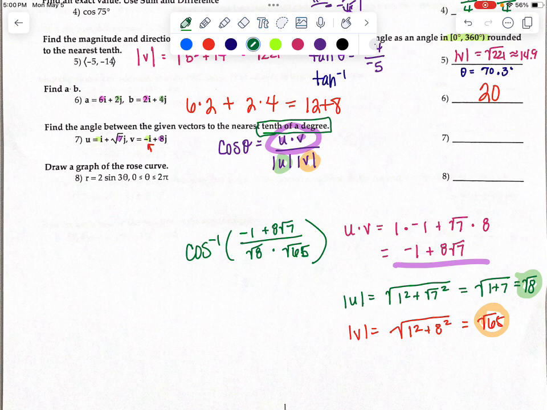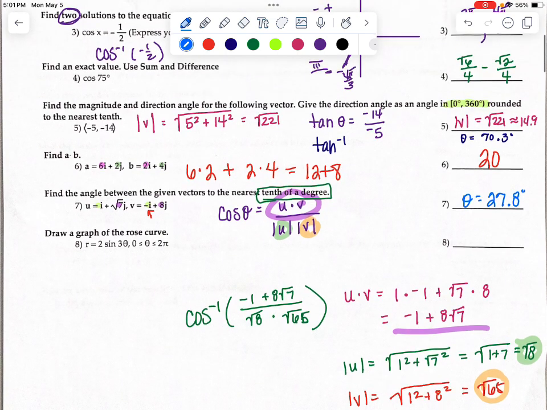So inverse cosine. We're doing negative 1 plus 8 times the square root of 7. And then my denominator, I'm going to do the square root of 8 times the square root of 65. And I get a very lovely, we're rounding to the nearest tenth, 27.8 degrees. So for 7, the angle is 27.8 degrees. Right, so that is our vector section.